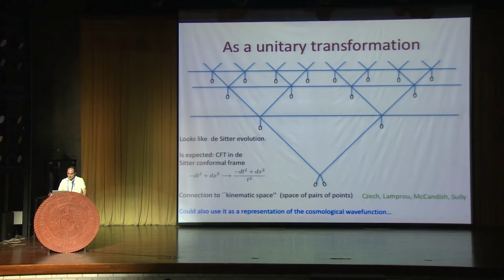And so the symmetries of the problem certainly are compatible with this picture. If we think in terms of de Sitter evolution with the de Sitter warp factor, we get certainly a picture like this already in the boundary theory. And then there have been some connections argued to be useful in the so-called kinematic space that I'm not going to review. But it's also interesting that we can perhaps use this picture for representing the cosmological wave function. So maybe the cosmological wave function is just a tensor network of this kind.